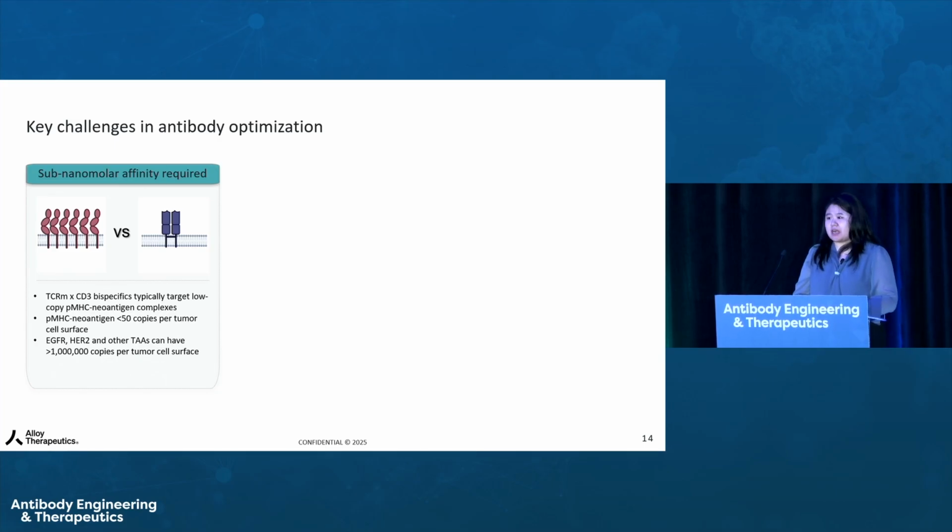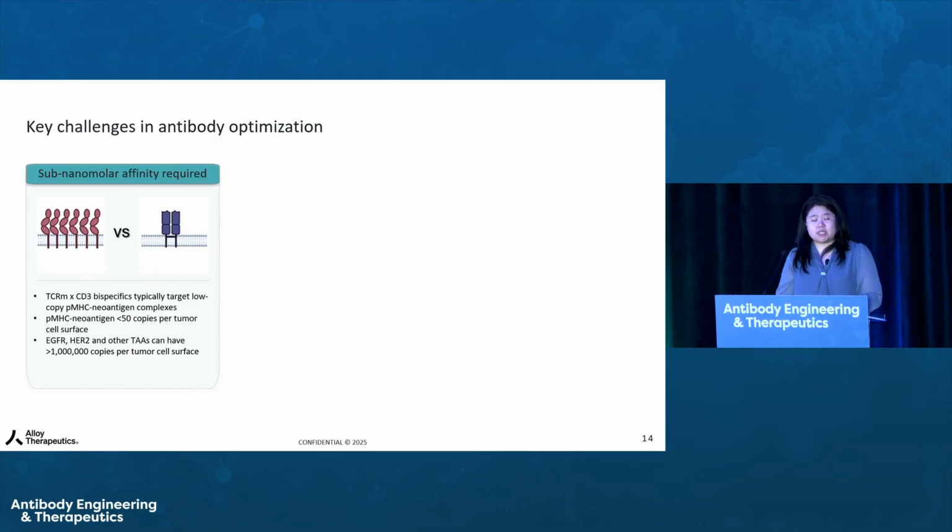Take TCRM as an example. A lot of the time, when you have a TCRM targeting a new antigen presented on the MHC, we're talking about in general less than 50 copies of the target on the cell surface. And if you compare that to very common, traditional oncology targets such as HER2 or EGFR, we're talking about more than 1 million copies of target on the cell surface. So we're dealing with a very day and night type of situation in terms of developing a specific TCRM.